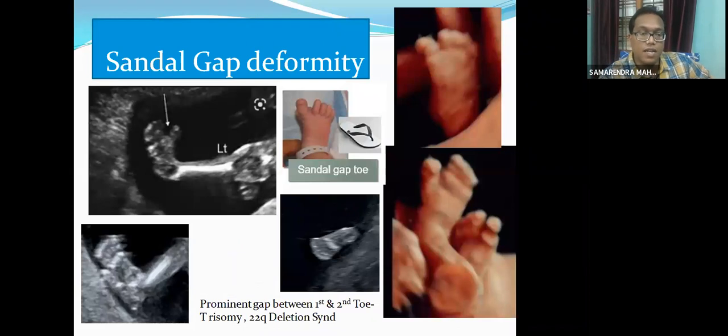Now coming to the sandal gap deformity. The upper left image showing there is a specific and permanent gap between the first toe and the second toe. All the toes are present, but a prominent gap is present. They call it sandal gap. The lower image showing the normal foot, where no such huge space is present between the first and second toe, and the right upper and lower images showing the 3D surface rendering of the toes.